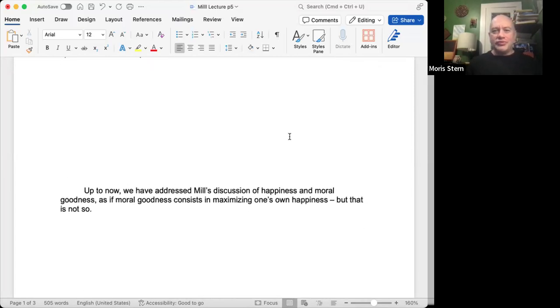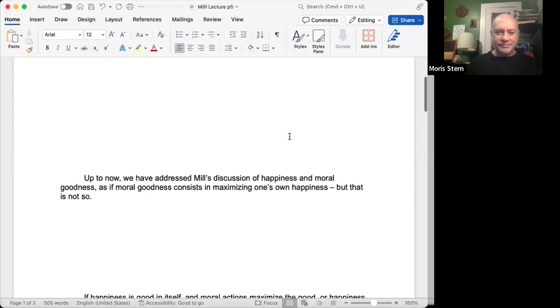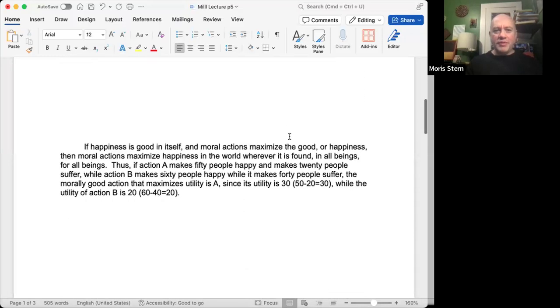Up to now, we have addressed Mill's discussion of happiness and moral goodness as if moral goodness consists in maximizing one's own happiness, but that is not so, as we read further in Mill. If happiness is good in itself, and moral actions maximize the good or happiness, then moral actions maximize happiness in the world wherever it is found, in all beings and for all beings.